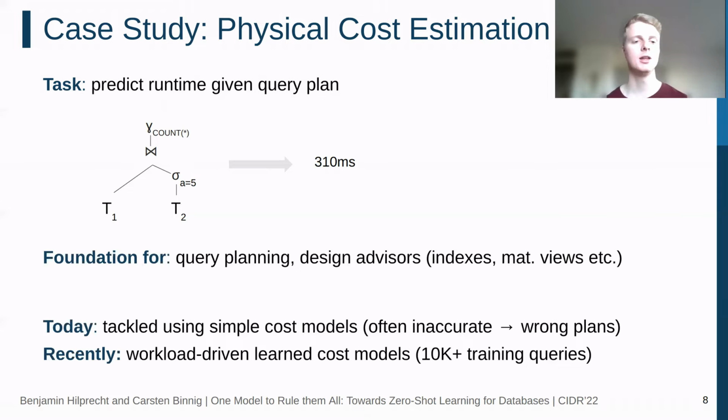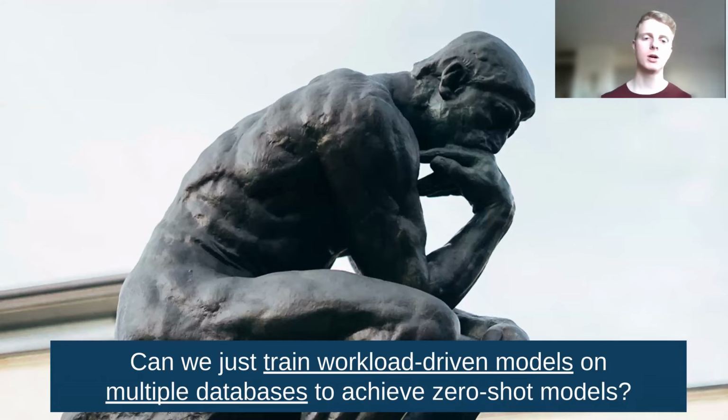And that's why recently it was proposed to use workload-driven learning also for learned cost estimation. But this comes with the downsides we discussed earlier. So you again need more than 10,000 training queries for an unseen database. So a natural question to ask is, can't we just train workload-driven models on multiple databases to achieve zero-shot models that then generalize to also unseen databases?